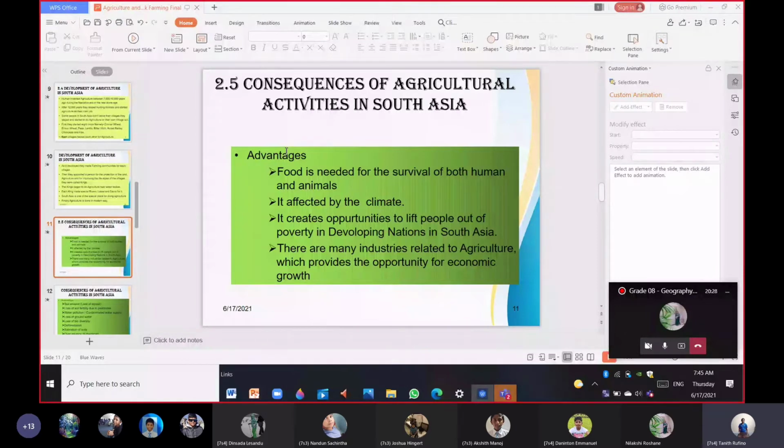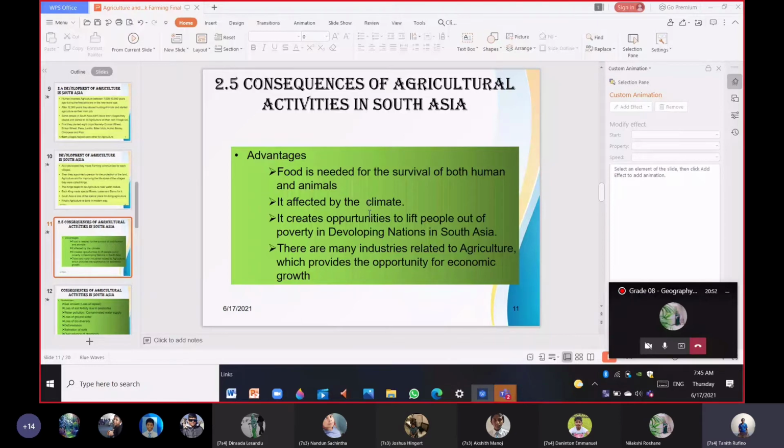There are still many regions that are developed through this agriculture. Many industries related to agriculture provide opportunities for economic growth. You must know that while doing agriculture, we can go into many various jobs. For example, translation jobs, seed growing jobs, seed carrying jobs, and many more.